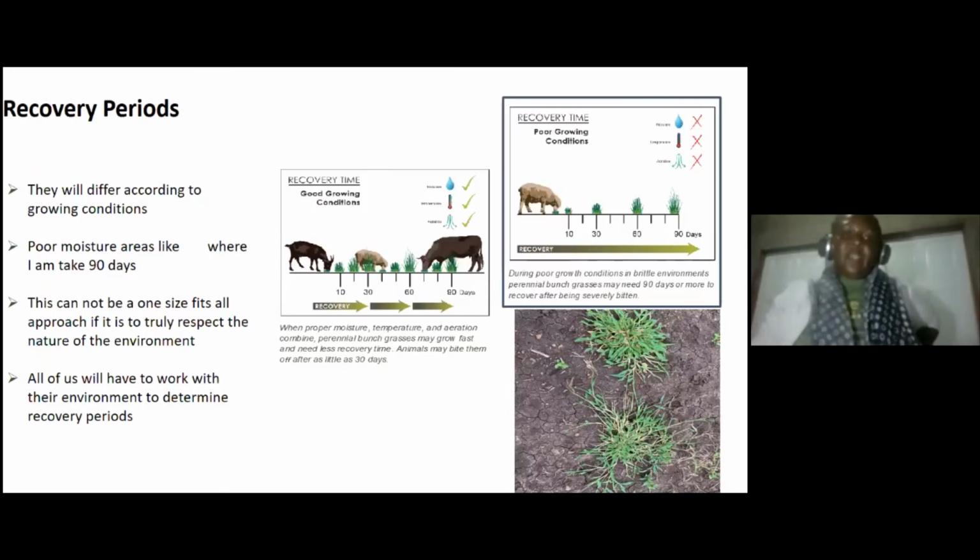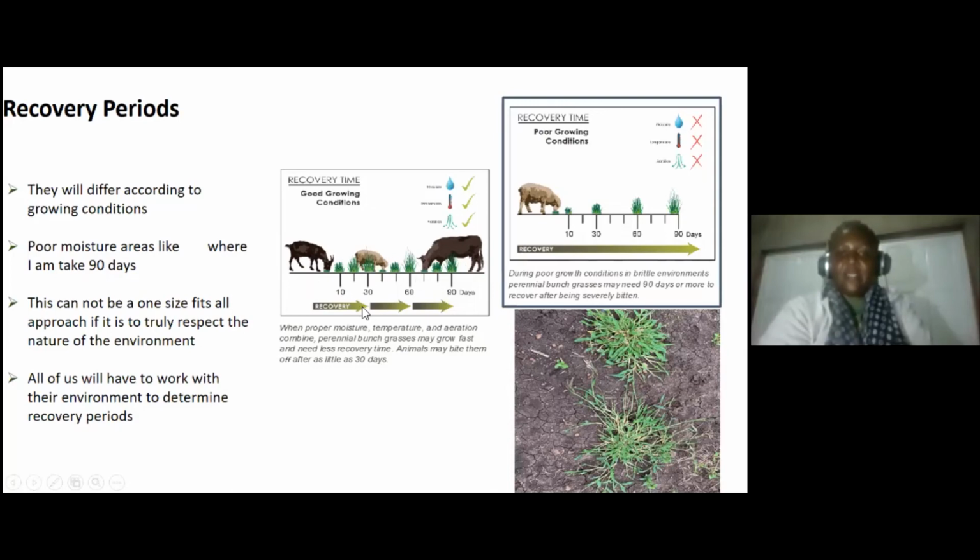So here's what we call the recovery periods. Let's say now you are doing your grazing. So in our areas, we use 90 days as recovery period because we have intermittent rains. You can have a good rain today and then dry for 3 days, and then another good rain and then dry for more days. So we take a long time before we go back to a plot of land and reintroduce animals. So this is good growing conditions. You can go there very fast.